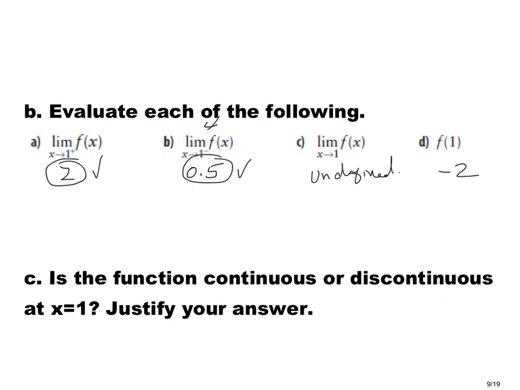The next question is saying, is the function continuous or discontinuous at x equal to 1? The answer is no, it's discontinuous because the left and right hand side limits at x equal to 1 are not equal. One is 2, the other one is 0.5.